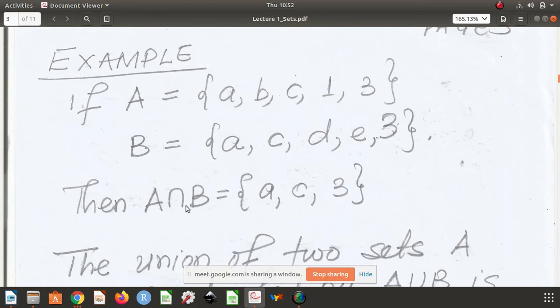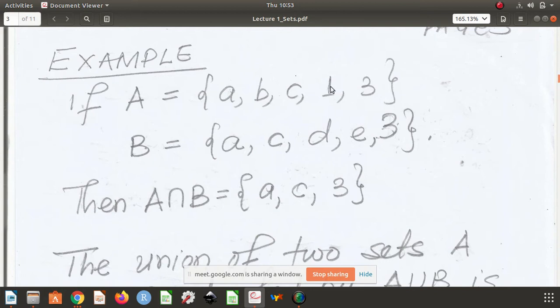So the intersection of A and B, which is denoted by this, will be all the elements that appear in both A and B. So if you look carefully, you can see a appears here, it also appears here. So we shall put it in the intersection. b will not be in the intersection because it only appears in A but does not appear in B. So c appears in both, so it must be in the intersection.